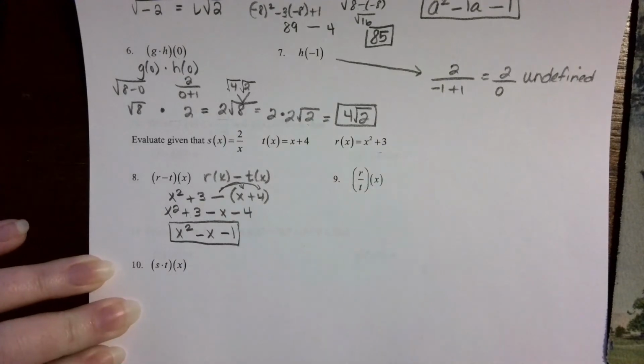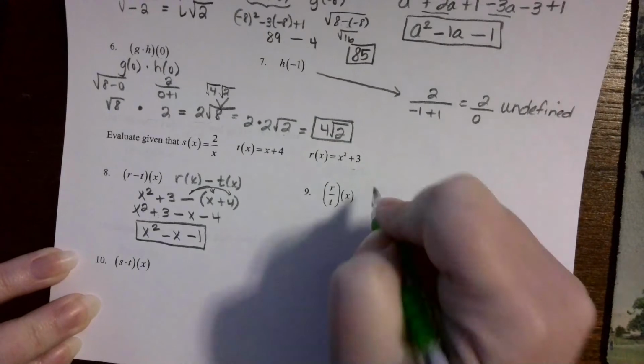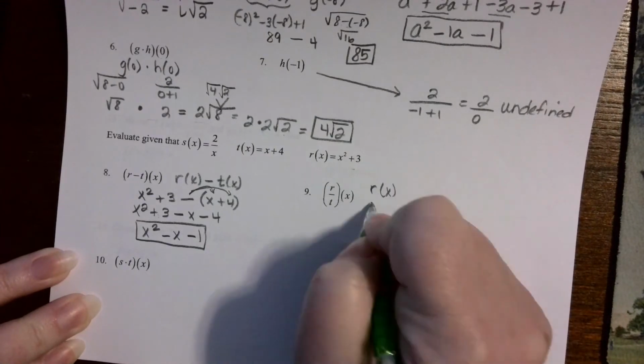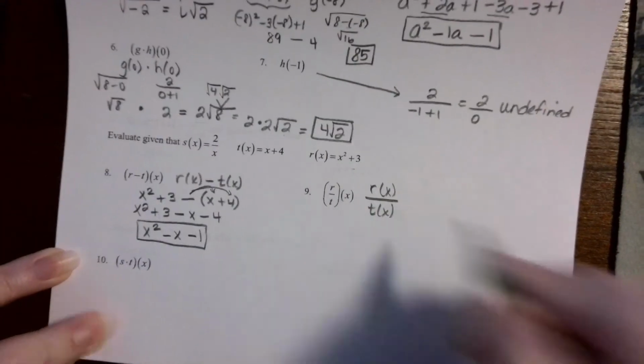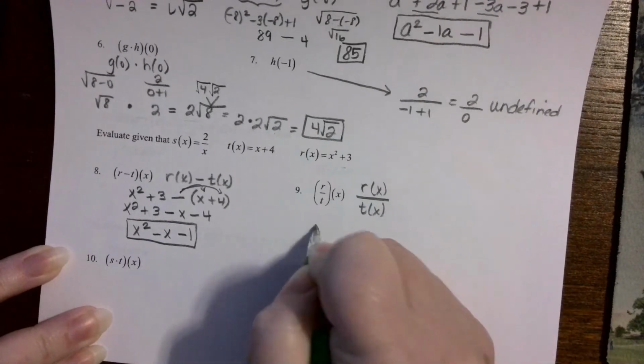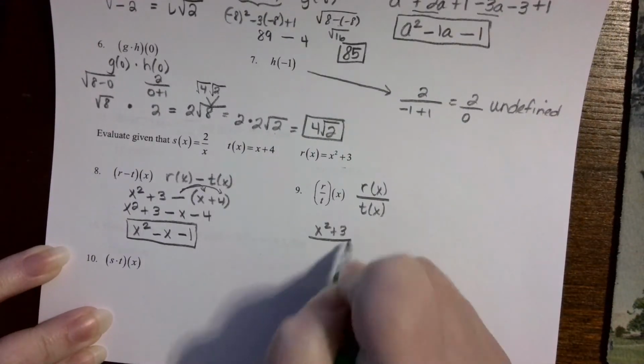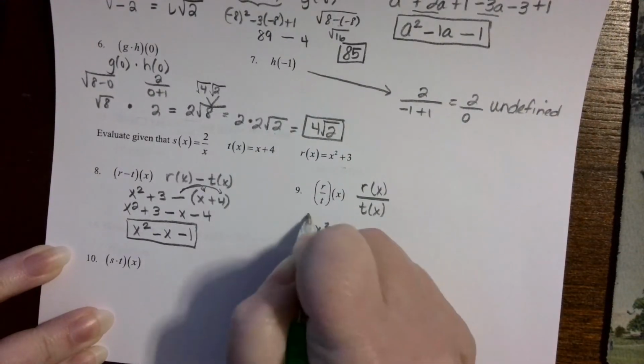Final answer for number 8. All right, let's look at number 9. This is r of x over t of x. So we're going to put the r of x on top and the t of x on the bottom.